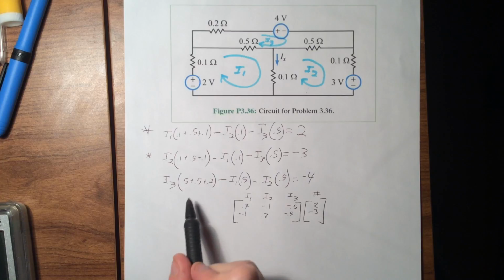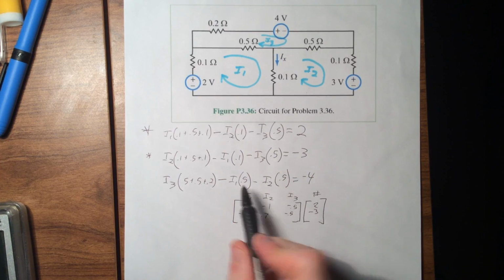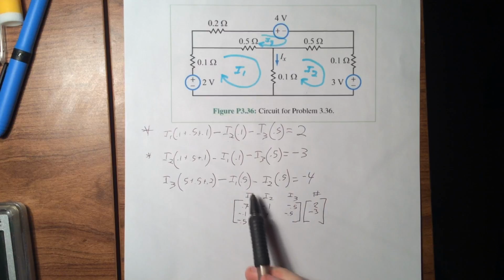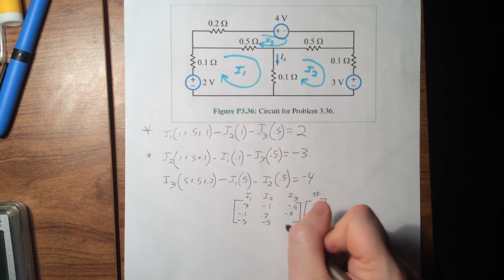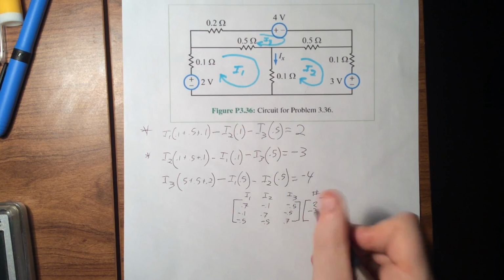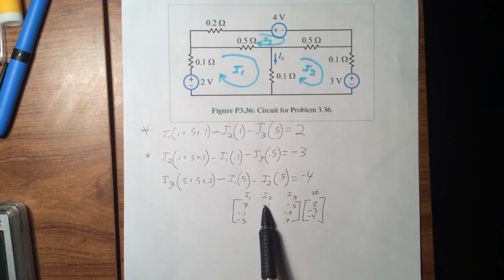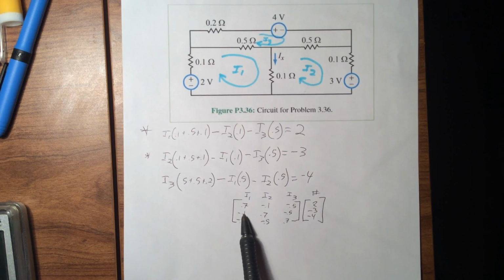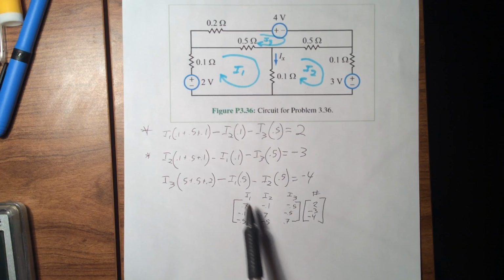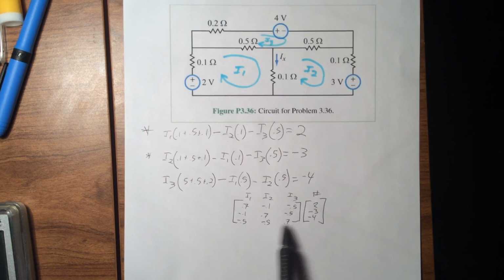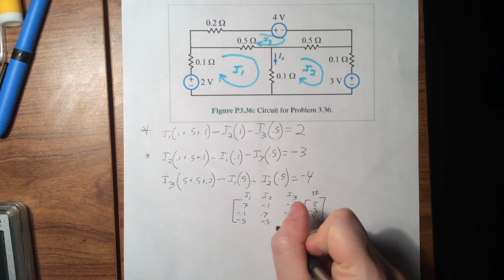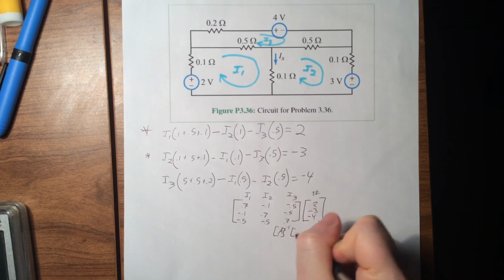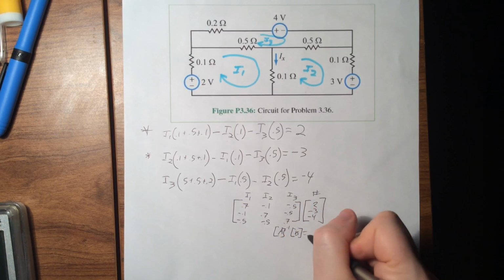All right. Last one. Let's start with I1: -0.5, I2: -0.5, I3: 1.2, and this is going to equal -4. So the matrix A: 0.7, -0.1, -0.5, 2. Good. -0.1, 0.7, -0.5, 3. Good. -0.5, -0.5, 1.2. Good. -4. Cool. A inverse times B equals the answer.